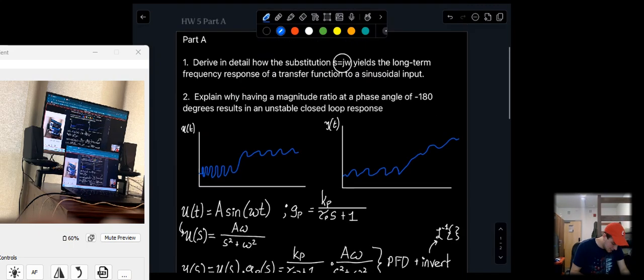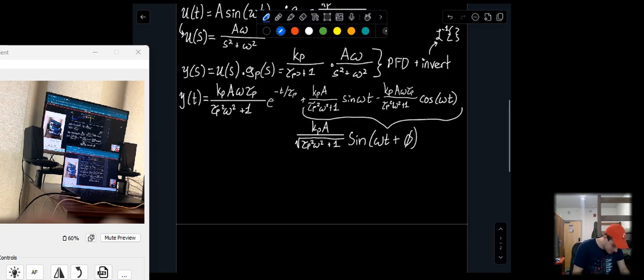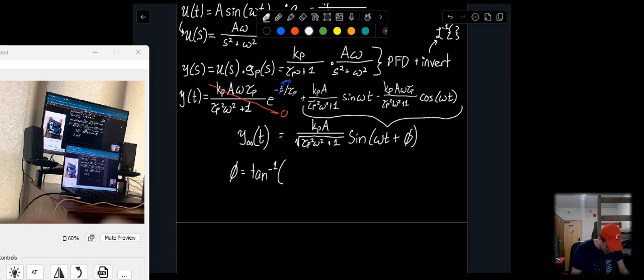Now, again, recall that we're looking for a long-term frequency response here. And thus, as t approaches infinity, this exponential term here will end up going to 0. So we have y of t as it approaches infinity. Of course, our phi here is going to be the inverse tangent of negative omega tau p, right?